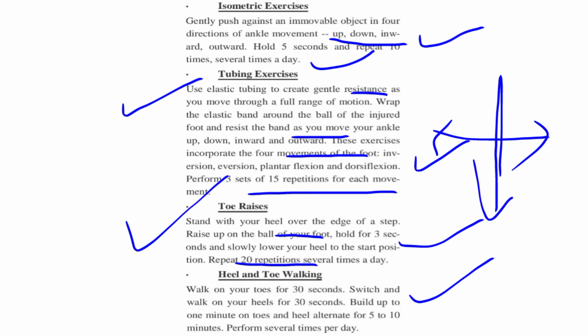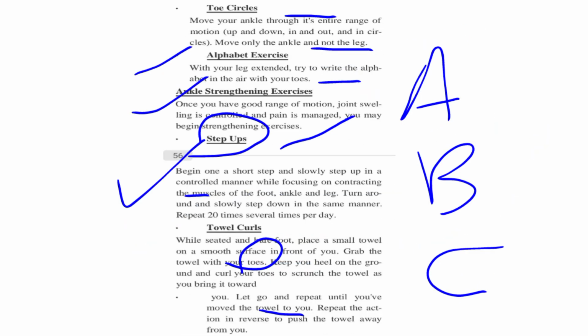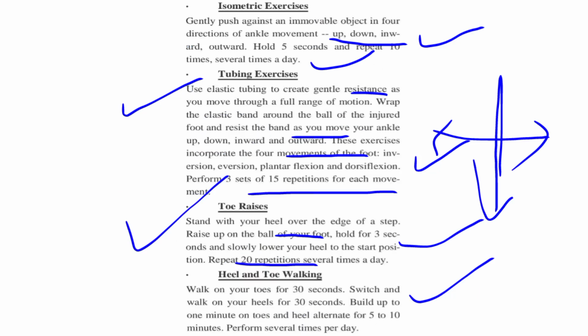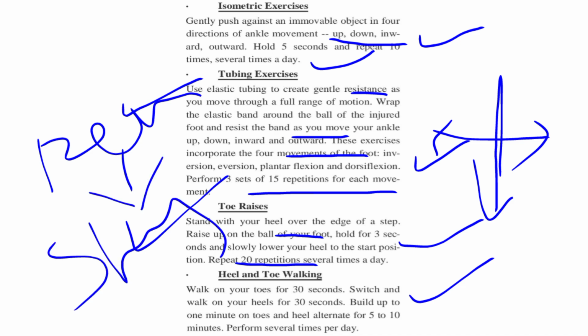In this lecture, I discussed the ankle sprain. The most common is the inversion type, and I also discussed the range of motion. If the range of motion is completed, then you go for strengthening exercises.